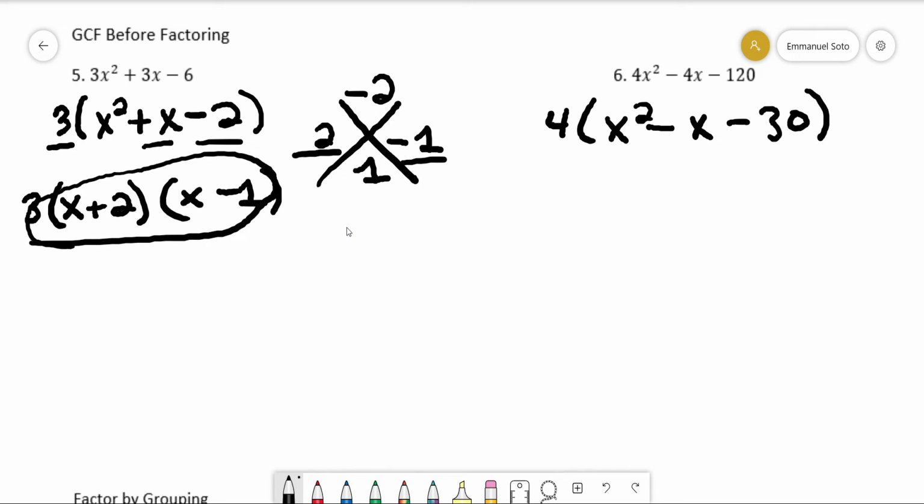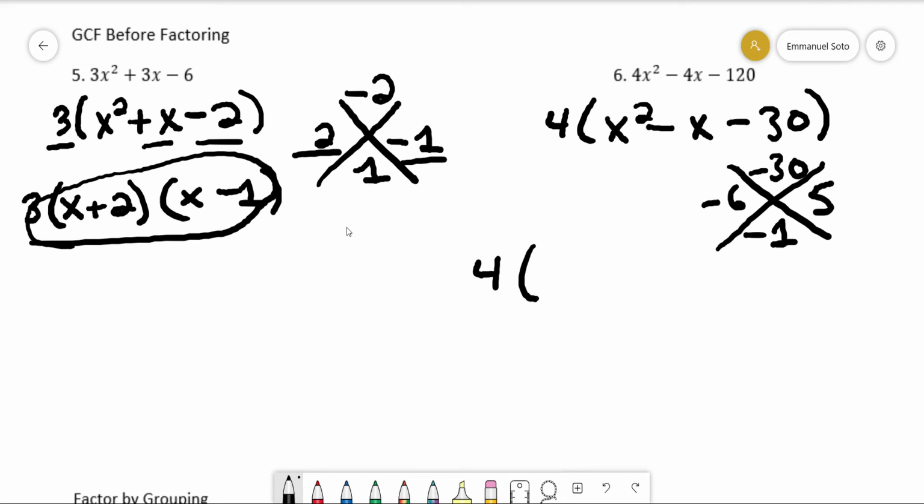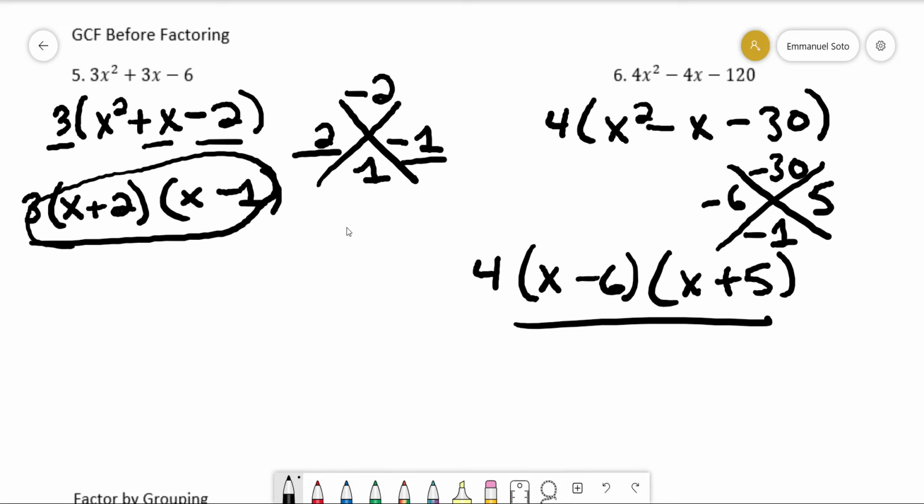Now we do the factors of negative 30 that add up to negative 1. In that case, it's going to be negative 6 and positive 5. Alright, so we got 4, we got a double parentheses, x minus 6, x plus 5. Alright, that takes care of number 6.